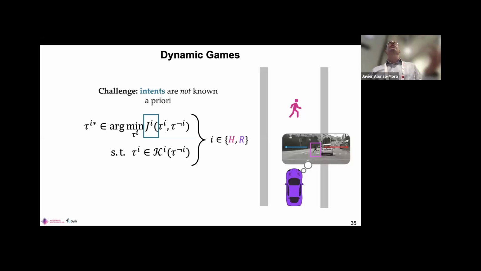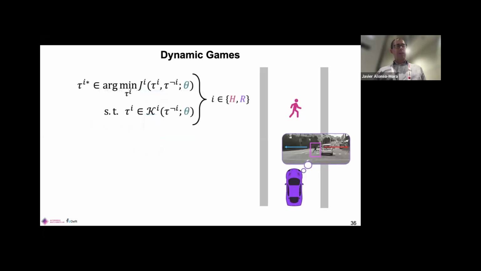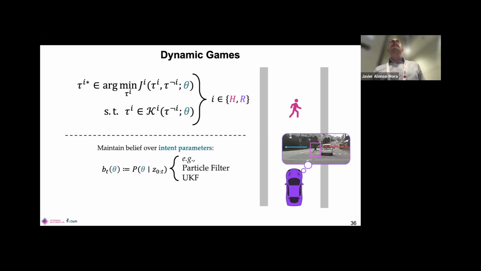So whether they go right or left, in many cases you don't know. And so what you can do is parameterize them. You can say there is a finite set of different behaviors, and each of them we are going to parameterize by this theta that you see there. So one parameter could be going left, the other one could be going right. You will have those two parameters in this case, and you will need to maintain a belief over that parameter. That belief, you could keep it with a particle filter or a UKF. I will not get into details on how we keep the belief of that parameter.